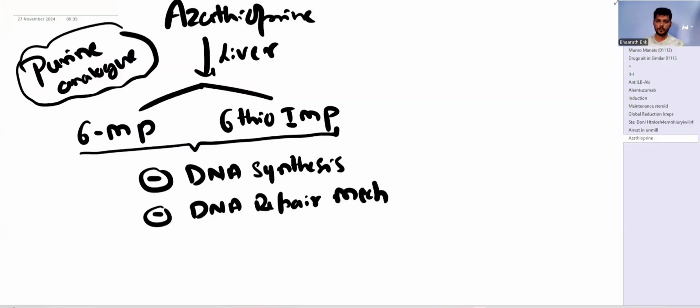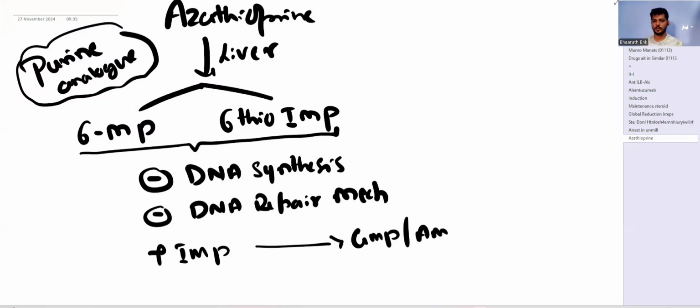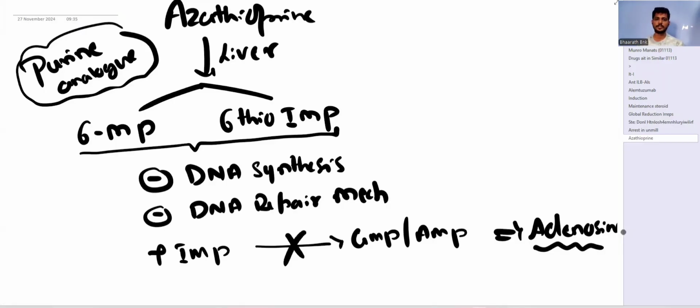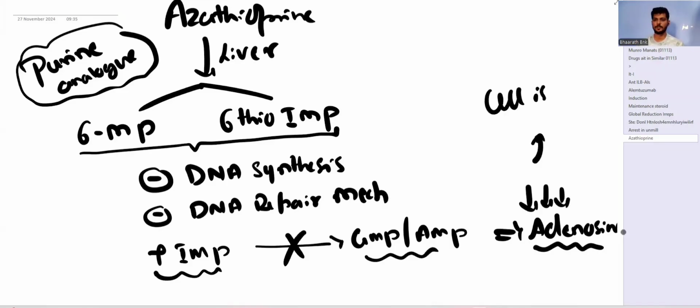And additionally, this thioinosine monophosphate should be converted to guanosine monophosphate and adenosine monophosphate, which eventually leads to the production of adenosine. Now, adenosine is the source of energy for these cells. So what these do is they inhibit this conversion of thioinosine monophosphate into GMP or AMP, effectively decreasing the levels of adenosine so that the cell is deprived of energy.